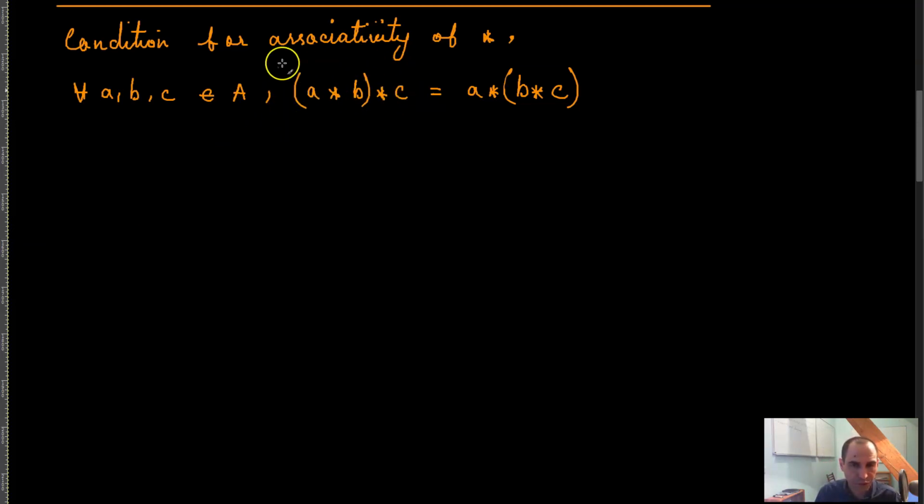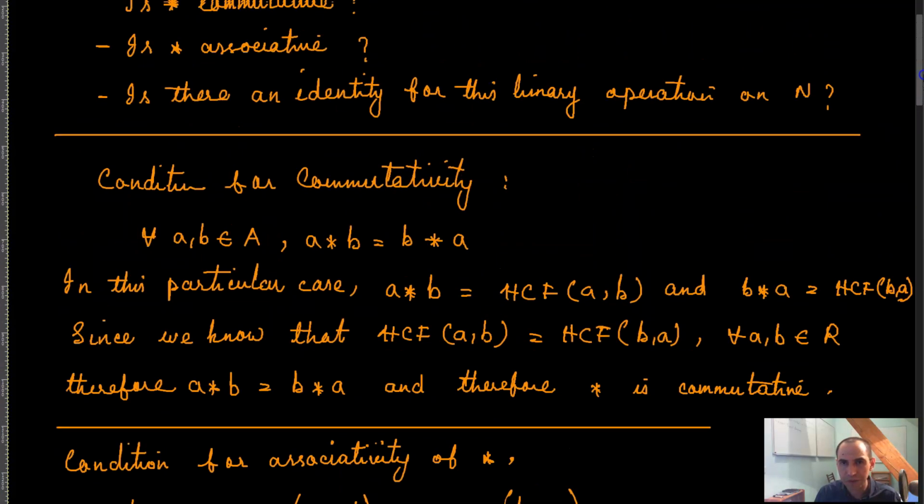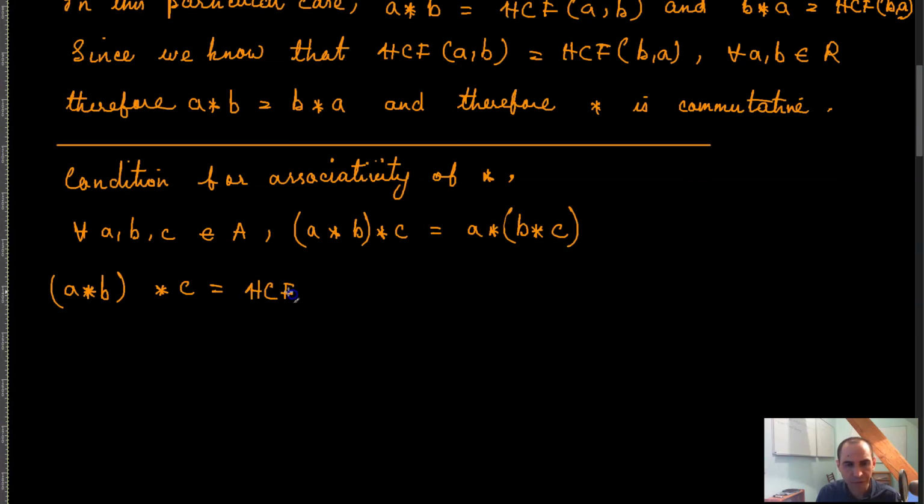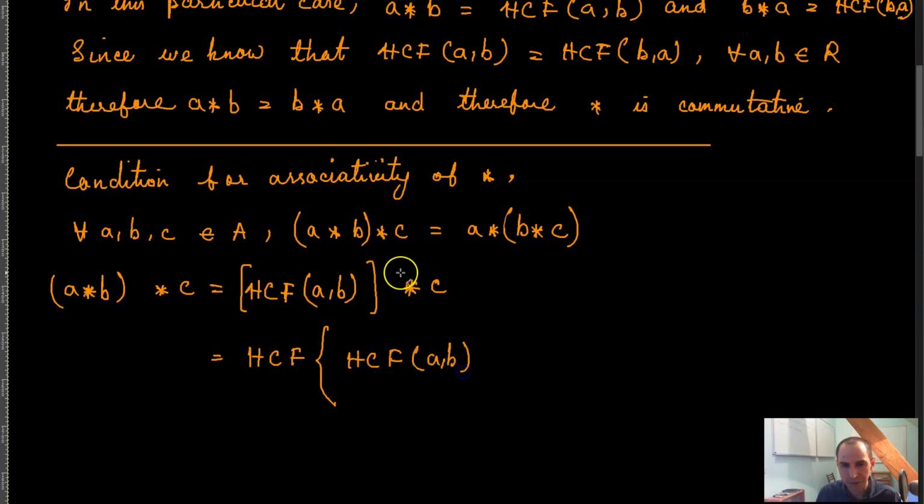Naturally, you need to examine each part of this equation and see if they are the same. So in this particular case, a star b star c is the same thing as, now a star b, as we know from here, is basically the HCF of a and b, and that star c. So this becomes the same thing as the HCF of the HCF of a and b, and c. So that is that.